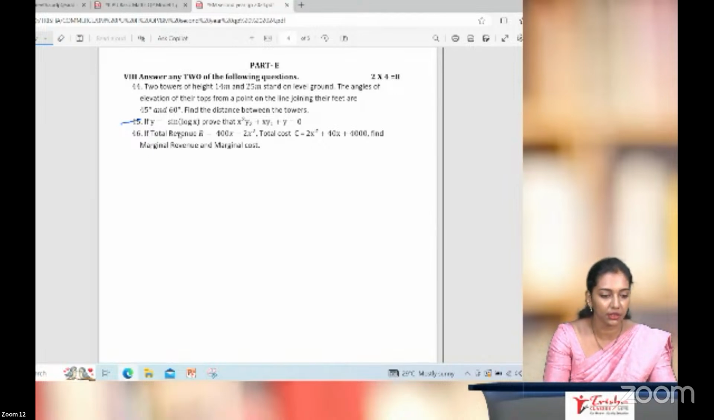Next we can see the 46th question. Sir has already covered this yesterday. The total revenue is given, the total cost is given, and you have to find the marginal revenue, marginal cost, or profit maximization. Such problems will be there in the 46th question. I hope it is clear.